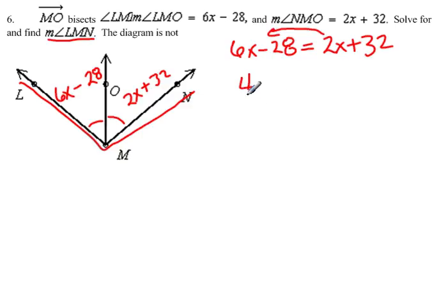So I'm going to move across. I have 4x. I'm going to move this one across. That gives me addition of that. So what is that? 60. Division by 4, x equals 15.